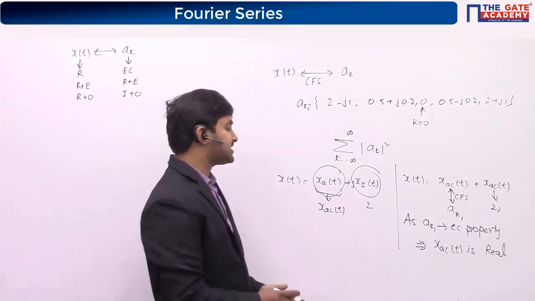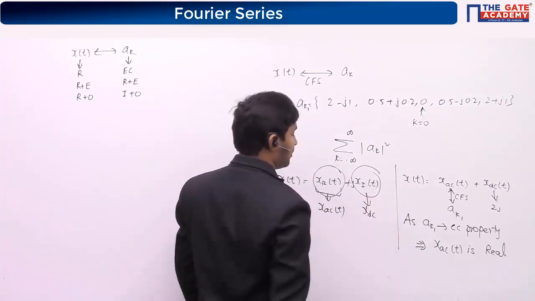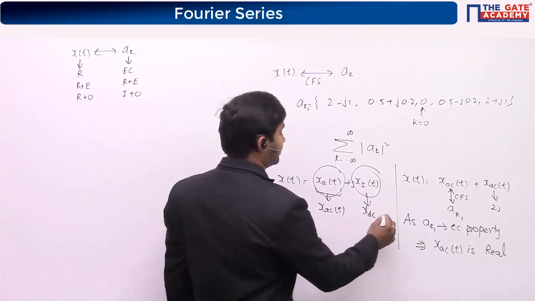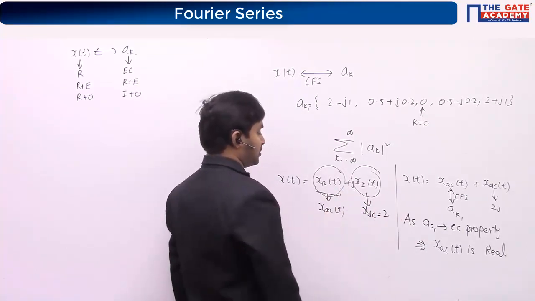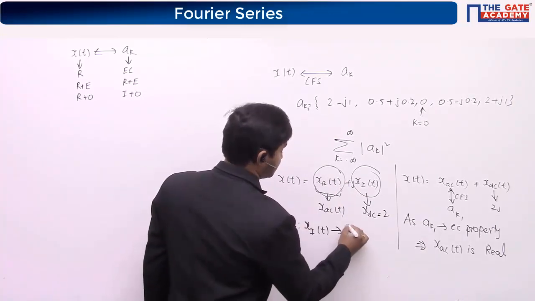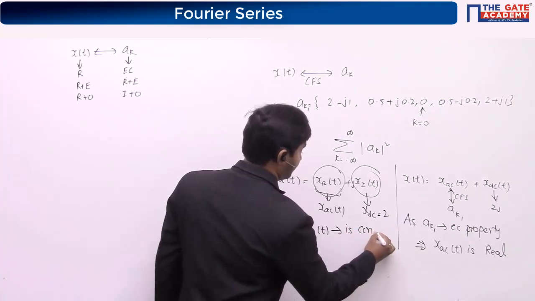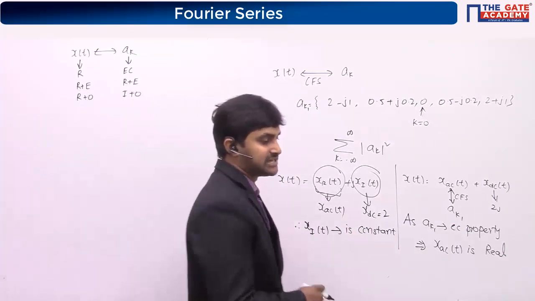So this corresponds to the DC component, whose value is equal to 2, and it is imaginary. Therefore, the imaginary part of x of t is a constant.